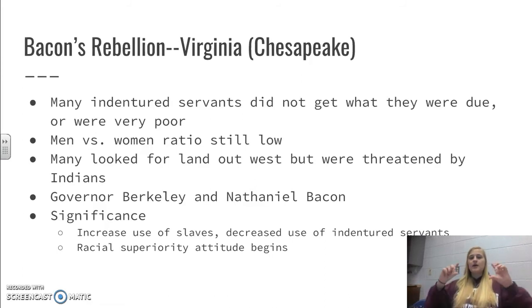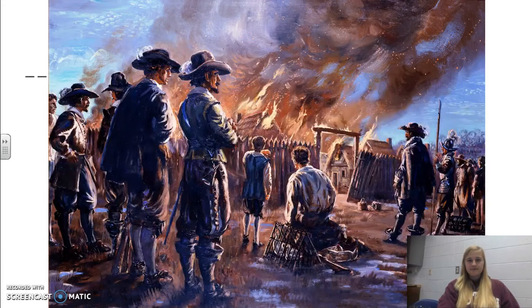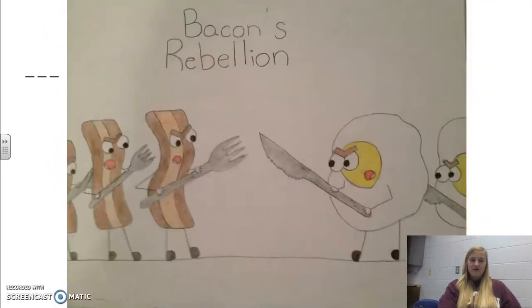And we see Bacon's Rebellion as a turning point of the use of indentured servitude and the beginning of racial superiority, that attitude that begins. Here is a little painting of Bacon's Rebellion in the setting of fire to Jamestown. And here is my rendition of Bacon's Rebellion. Not really mine, found on Google Images. Much better. Bacon's Rebellion. All right, so let's move on to the Carolinas here.